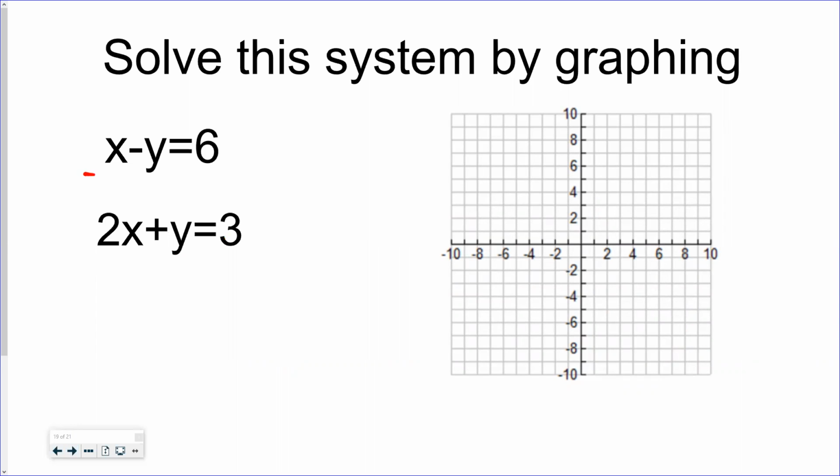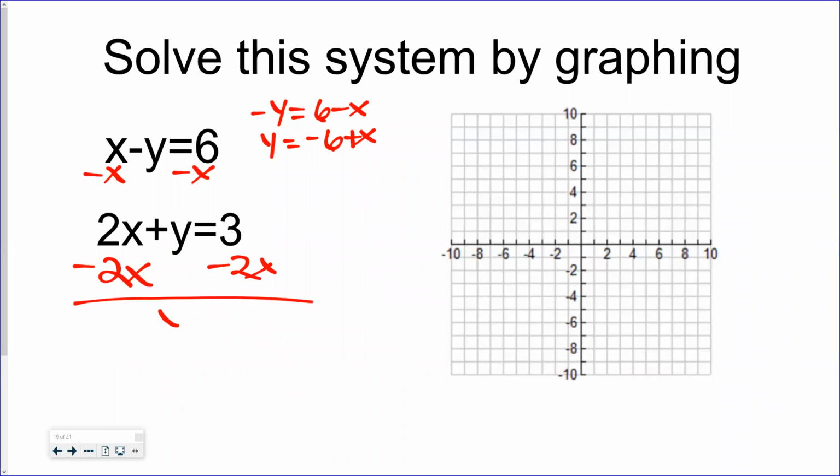So this top one, subtract x from both sides, and I get negative y equals 6 minus x. And then I get y equals negative 6 plus x. On the other one, I would subtract 2x from both sides, and I'm going to get y equals 3 minus 2x.